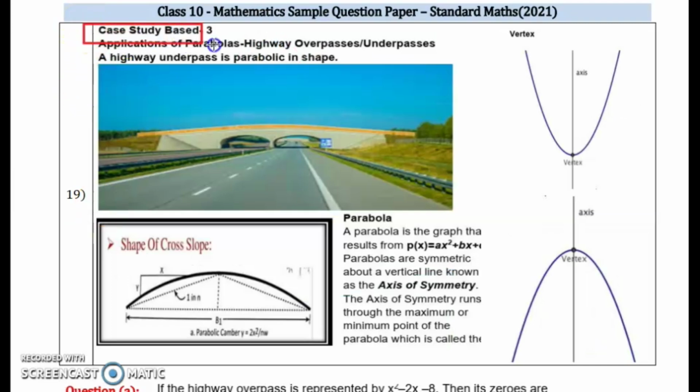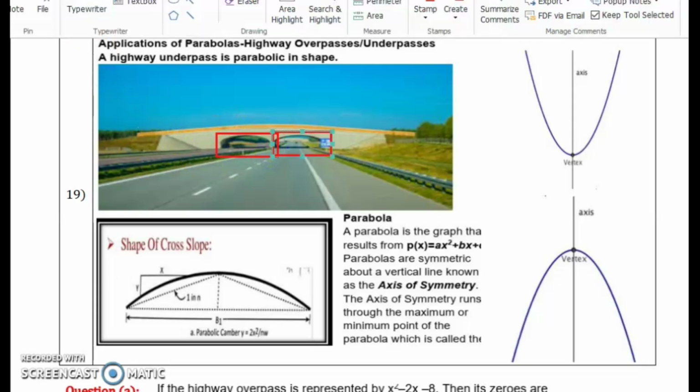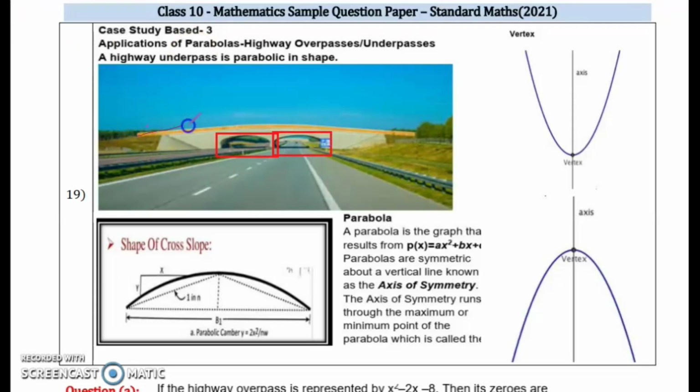Now let us go to the next problem, case study based, which is about the applications of parabola. It is deployed in the concept of highway, overpass, underpass. Okay, the structure is given here. It is based on the bridges. It is talking about the underpass and overpass. Therefore, this is the underpass, and this is going to be the overpass.